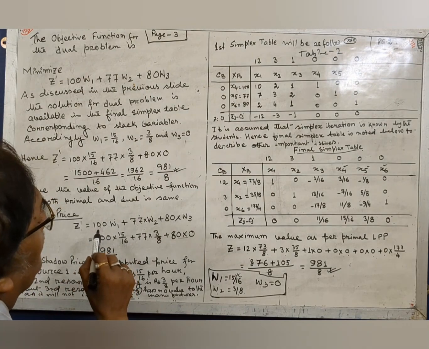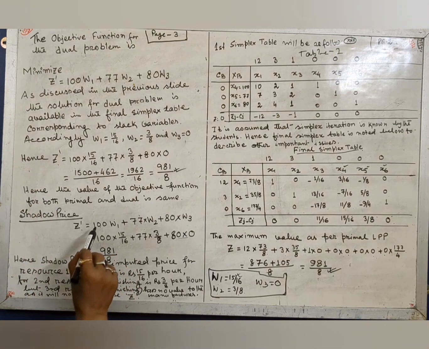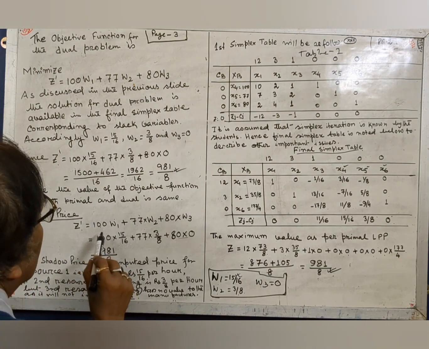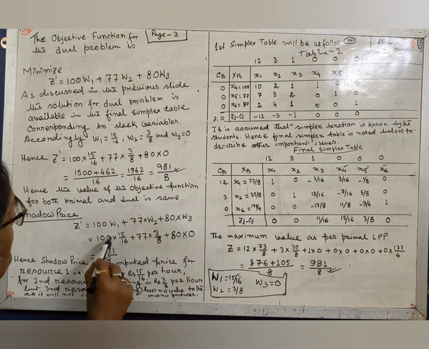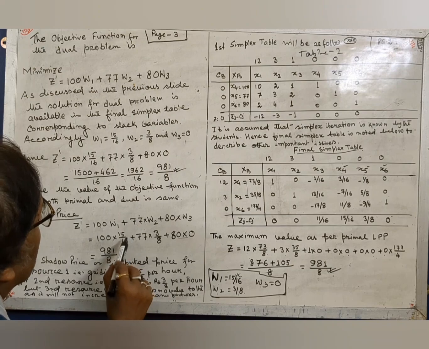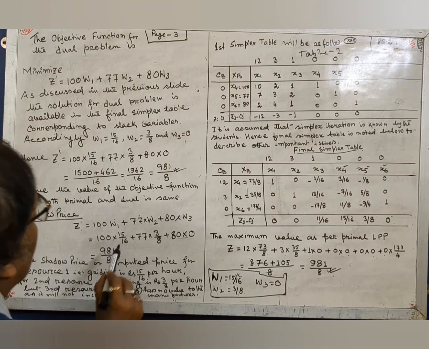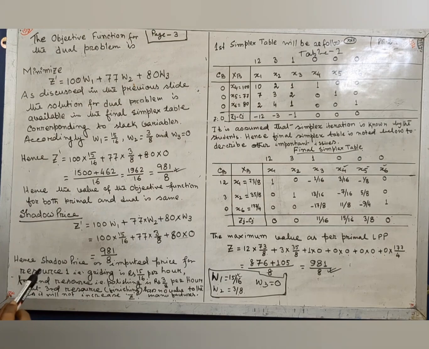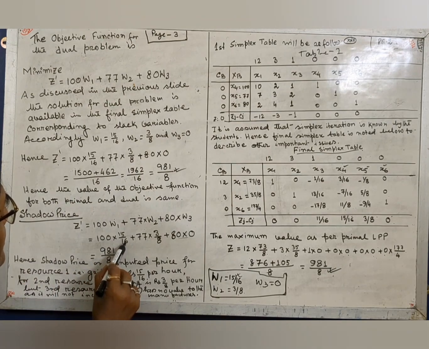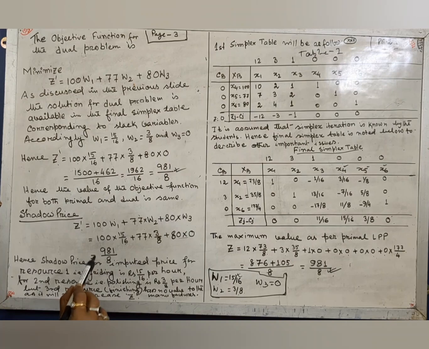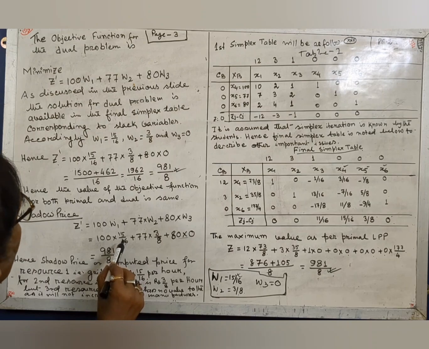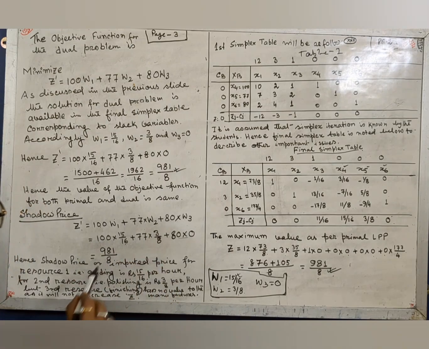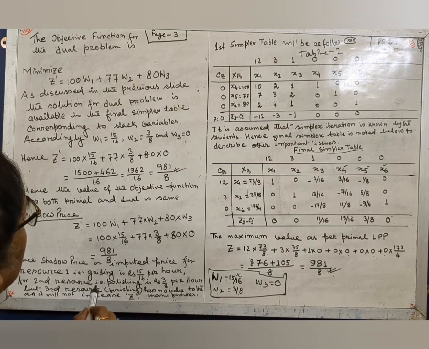Whatever the first is, grinding, polishing and finishing. This is the grinding, and the manufacturer is ready to pay 15 by 16 rupees for 1 extra hour of the first resource, grinding, as the profit will be increased by 15 by 16. That's why this is called the shadow price. It is not written anywhere. It comes out from solving the problem, and you can say it is the imputed price.